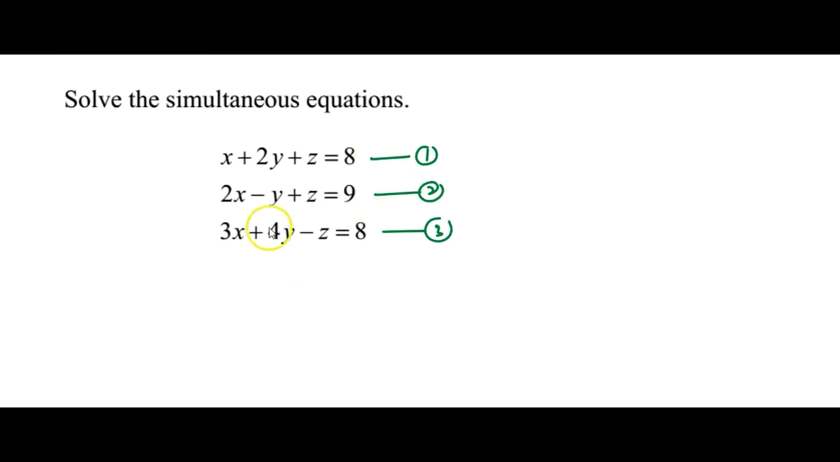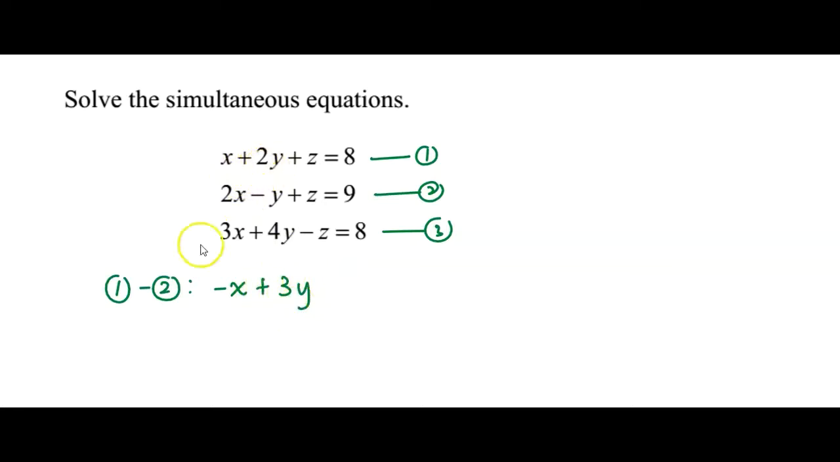So how do I eliminate? I'm going to take equation 1 minus equation 2, because the z here is positive. Positive z minus positive z will be 0. So taking equation 1 minus equation 2, all the like terms must be done the same. x minus 2x, you will have negative x. 2y minus negative y, that will be 3y.